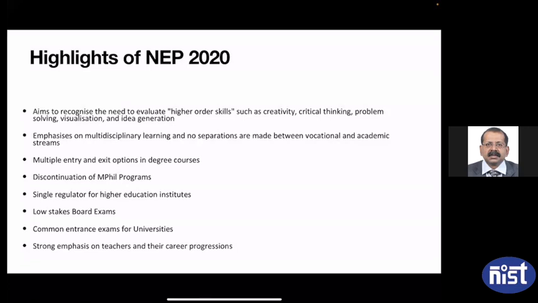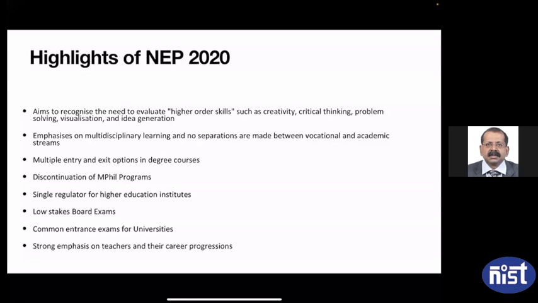And one point which I found throughout the policy, it has been written, of course, we have to implement it well, is a strong emphasis on teachers and their career progressions. And this is at all stages. The NEP covers not only higher education, it starts from the first grade education or even nursery education and deals with issues till PhD level.